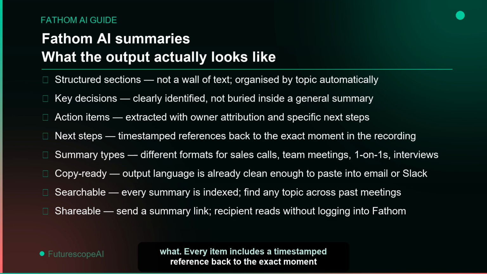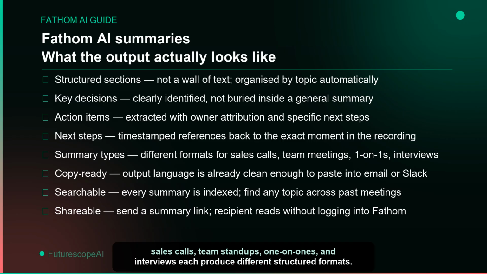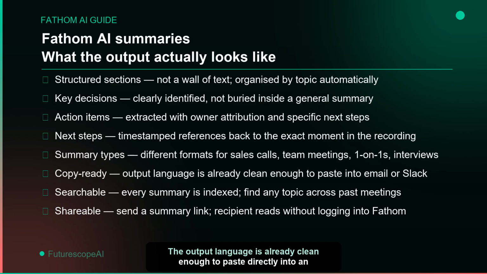Every item includes a time-stamped reference back to the exact moment in the recording. Different summary templates exist for different meeting types. Sales calls, team stand-ups, one-on-ones, and interviews each produce different structured formats. The output language is already clean enough to paste directly into an email or Slack message. Every summary is indexed so you can search across past meetings. And any summary can be shared as a link. The recipient reads it in their browser without needing a Fathom account.